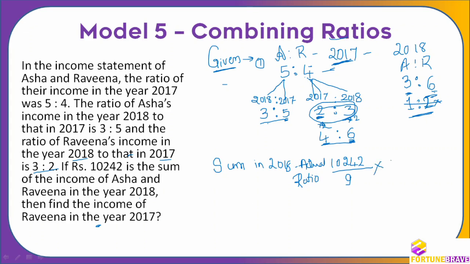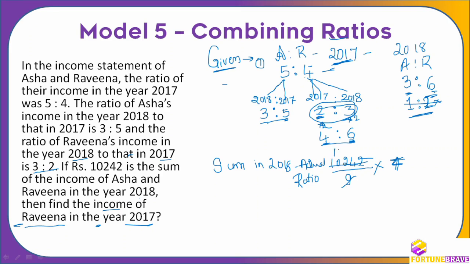They are asking: find the income of Ravina in the year 2017. Because I am taking one ratio value for everything, Ravina in 2017 is 4, so I can directly multiply by 4. Are you getting my point? Once I get the one ratio value, I will be able to multiply it by 4 and get it. So what is one ratio value? I will find it.